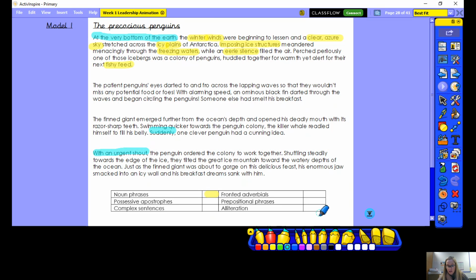Okay, let's change our colour and see if we can find an example of a possessive apostrophe. So here, if you look here, we can see the patient penguin's eyes. So this apostrophe here is the possessive apostrophe because the eyes belong to the penguin.